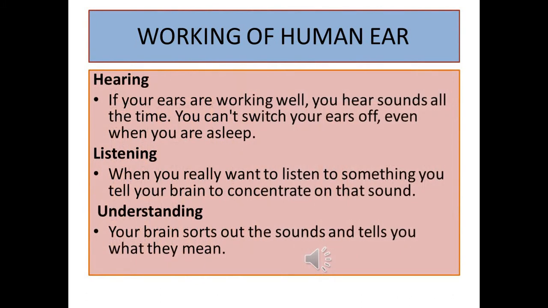3 common things which are normally related to our ear are: hearing. If your ears are working well, you hear sounds all the time. You can't switch your ears off, even when you're asleep. Listening. When you really want to listen to something, you tell your brain to concentrate on that sound. Understanding. Your brain sorts out the sounds and tells you what they mean.